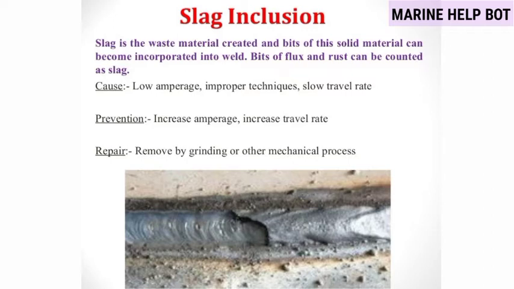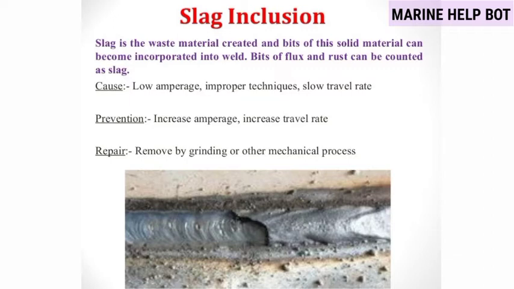So slag is the waste material created, and bits of this solid material can become incorporated into the weld. Bits of flux and rust can be counted as slag. This is caused by low amperage, improper techniques, and slow travel rate. So, friends, you would have seen that after welding, we keep on cleaning the slag with the help of a wire brush. That is caused due to these factors, and we should keep on cleaning layer by layer as we weld, because if slag inclusion is there, it will decrease the lifetime of the workpiece and also decrease the strength of the welding joint.